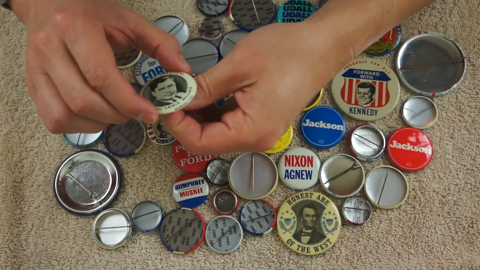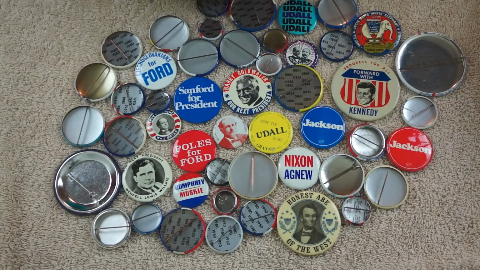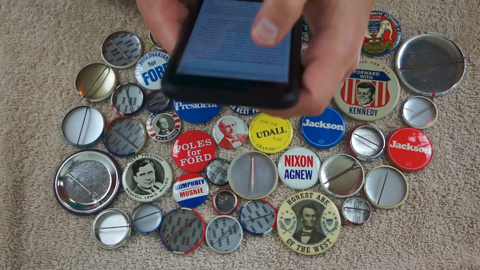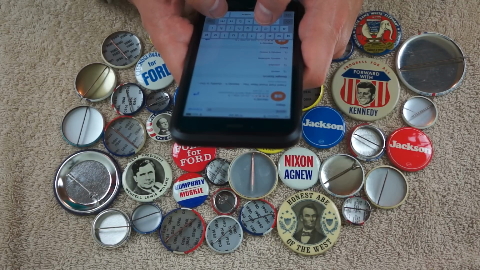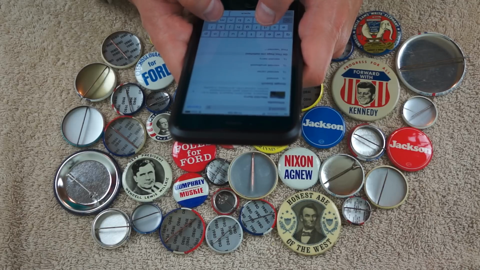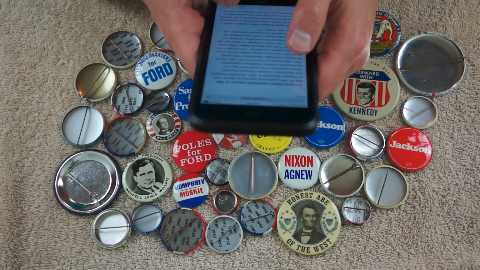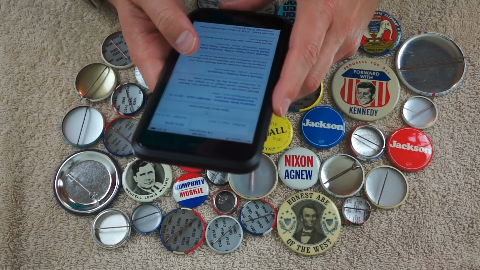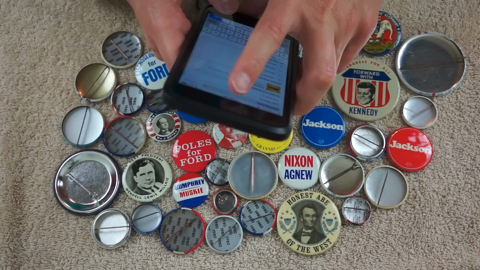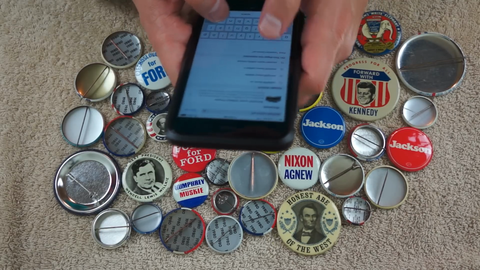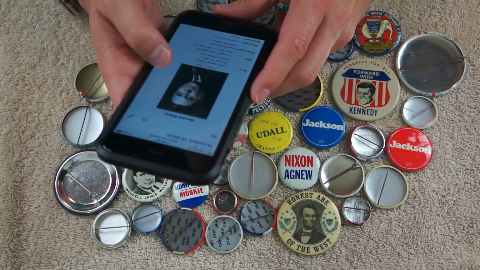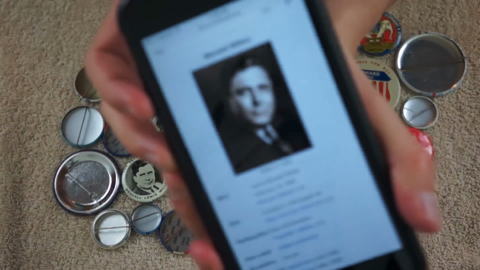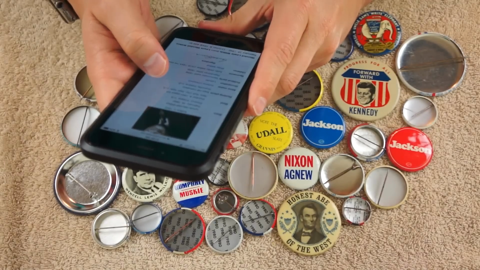Okay, let's see what else we have here. We have Wendell Lewis Wilkie, our next president. I don't think he was. Wendell Lewis. That's a basketball player. Let's put in Wilkie. There we go. Wendell Wilkie. That's what he looks like right there. That was what he was looking like in 1940.